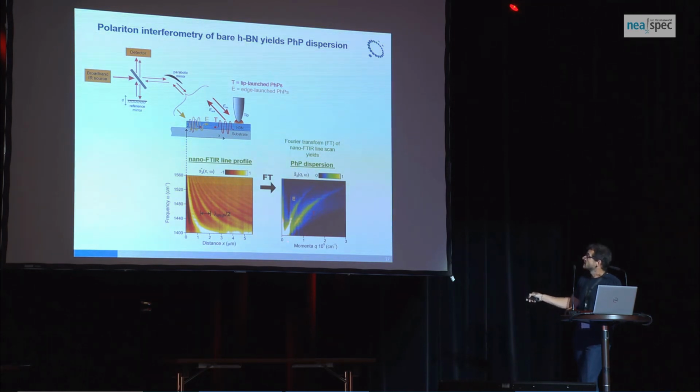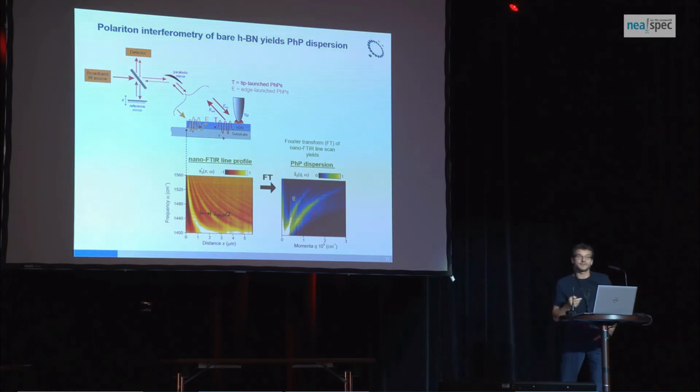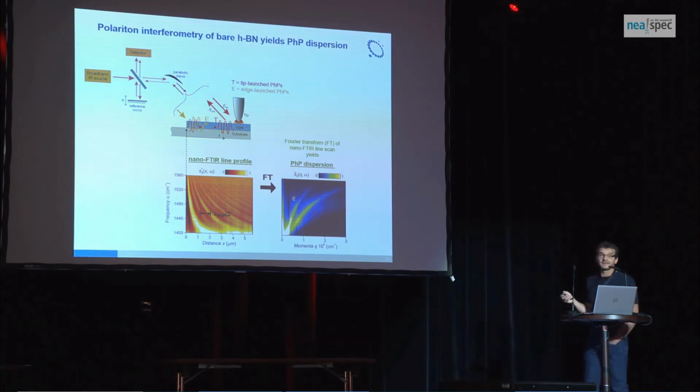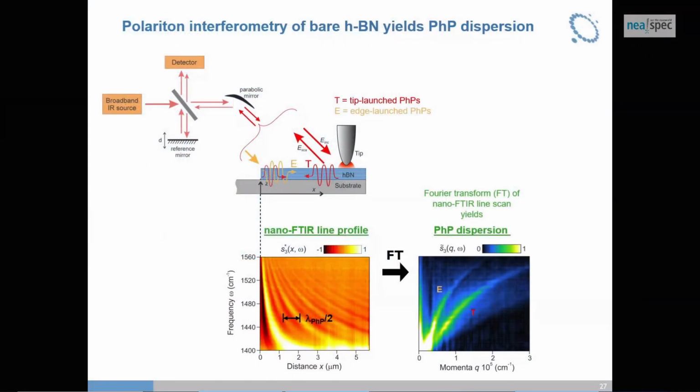Actually, we see here on the other side two dispersions. So do we see two polaritons here? No, it's one and the same polariton. And we can understand it, if you remember what I said before, the tip can excite these waves, they propagate towards the edge, and then they propagate back. And that would be this branch here. While the incident field can also couple directly at the edge into these propagating waves, and then they propagate to the tip and are scattered out.